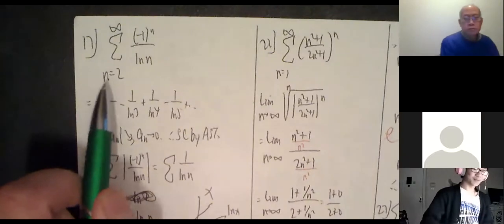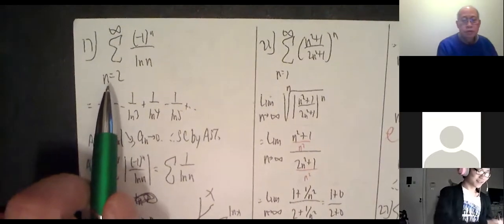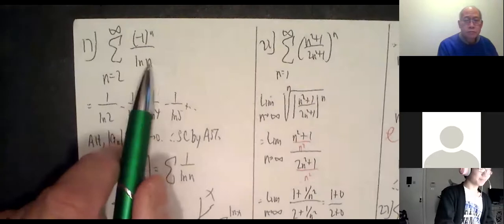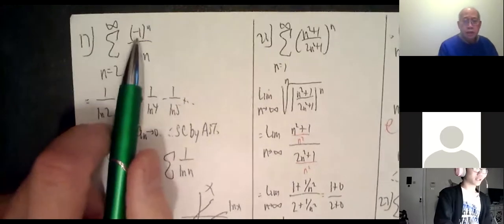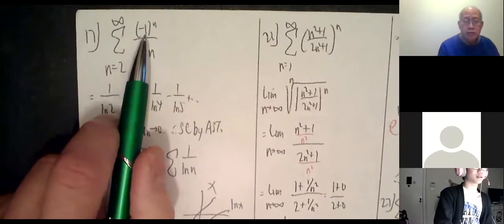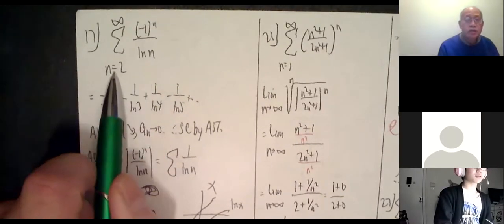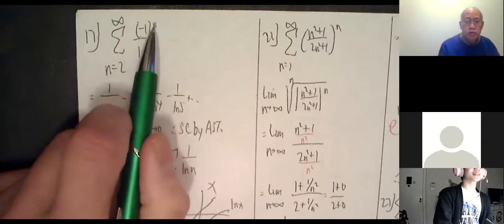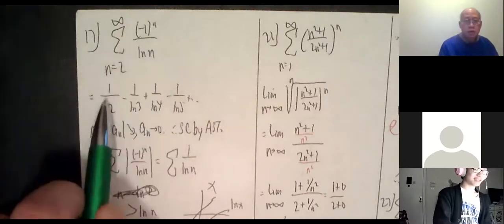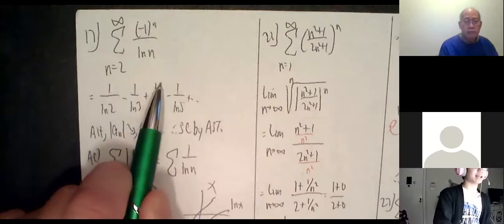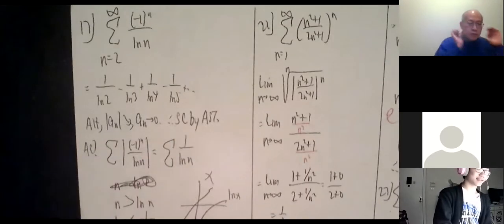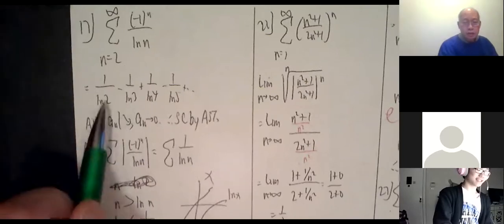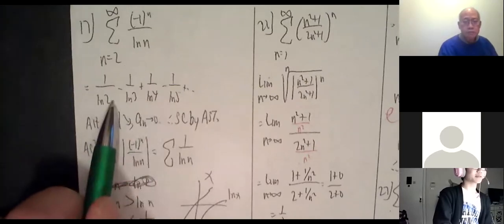Notice it started at 2. What's wrong with 1? ln 1 is 0. Okay, it's alternating. Starting with a positive or a negative, be careful. We're starting at 2. So if you plug in 2, you get 1. So it's going to go 1, -1, 1, -1 on top. And then ln 2, ln 3, ln 4, ln 5, right? Okay, is it alternating? Yep.